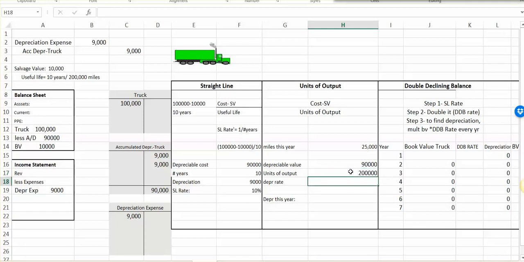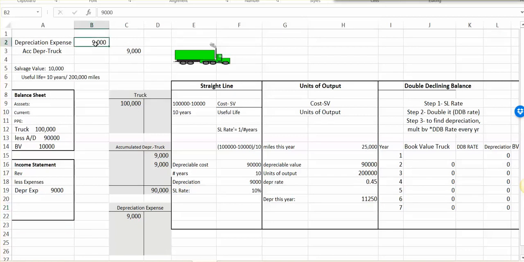So the truck is going to be good for 200,000 miles, which means to figure out the depreciation rate, you'll say $90,000 divided by 200,000 miles is 45 cents per mile. So to figure out depreciation this year, because it's based on miles, you have to know how many miles you drove the truck this year. So the way you figure out depreciation is 25,000 miles were driven this year times a depreciation rate of 45 cents per mile. Your depreciation for this year will be 11,250.